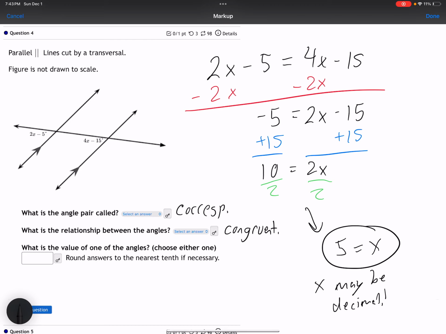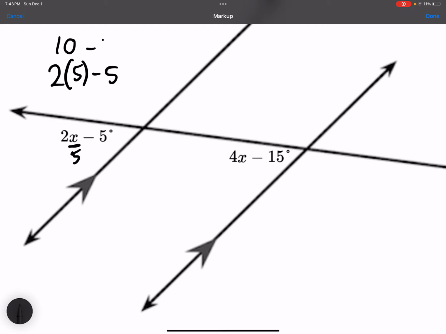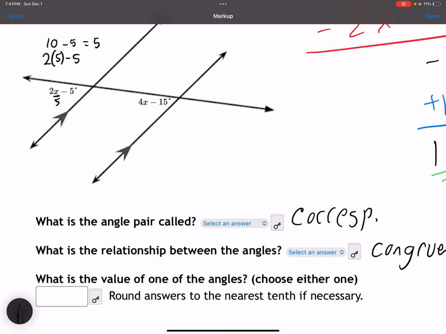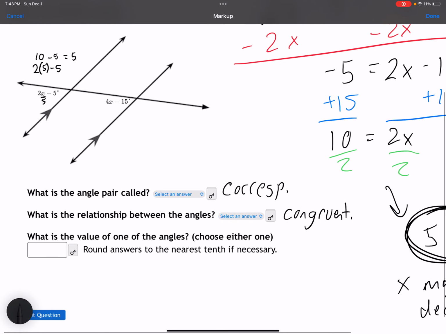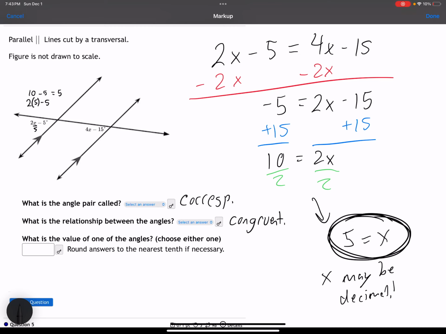What is the value of one of the angles? Now here's where it's a little tricky. We know x. How does that actually help us find the angle? Well, if we go back in here, we know that x can help us figure out this angle. Well, x is 5. So this is 2 times 5 minus 5. In other words, it's 2 times 5 is 10 minus 5, or just 5. In this case, we actually ended up, funny enough, with the same thing as x, but that's not always going to be the case. I want to be clear. So sometimes it's going to be 5, sometimes it's going to be something else.